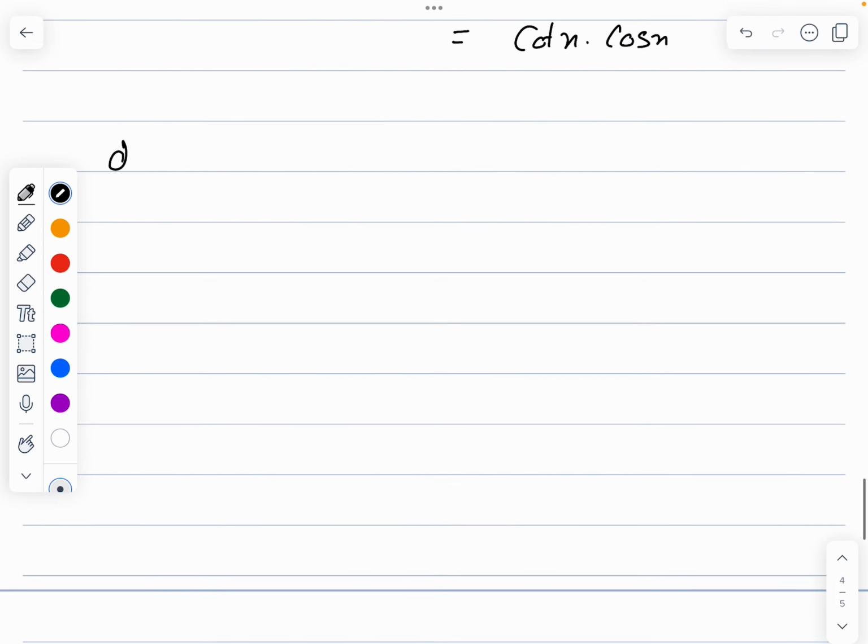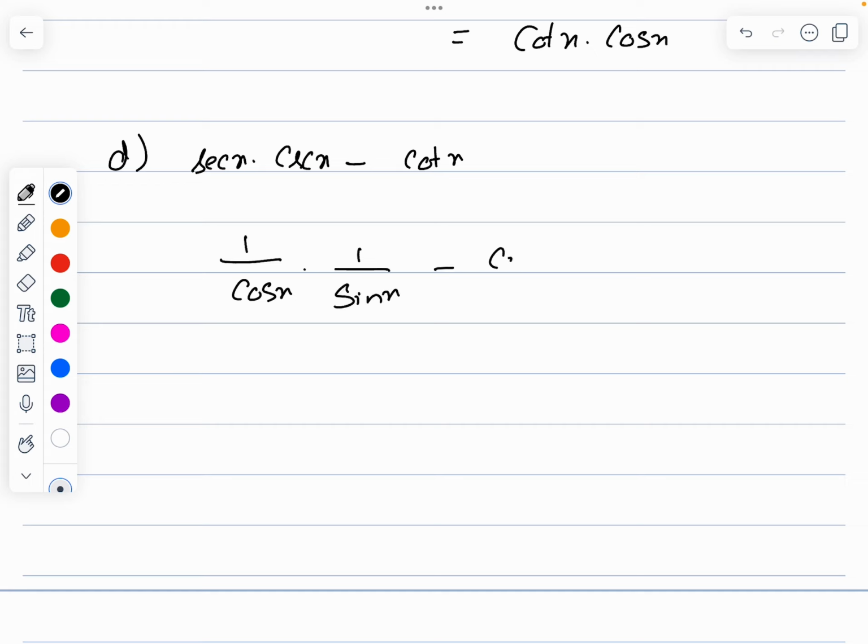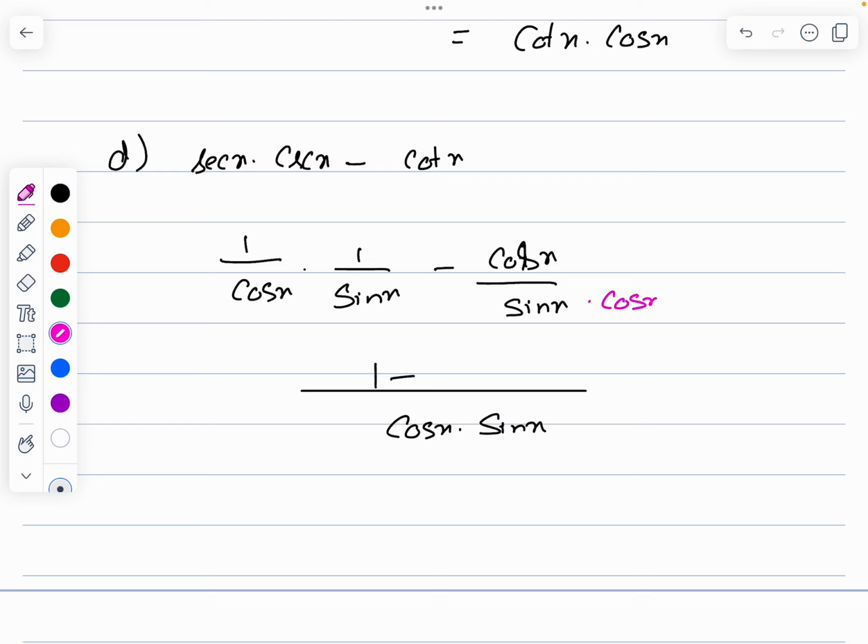Part D, secant x times cosecant x minus cot x. Secant x is 1 upon cos x, cosecant x is 1 upon sin x, cot x is cos x upon sin x. So the common denominator is cos x times sin x. 1 minus 1 more cos x is missing, so multiply and divide with cos x. So it becomes 1 minus cos square x, and we have to prove this as tan x.